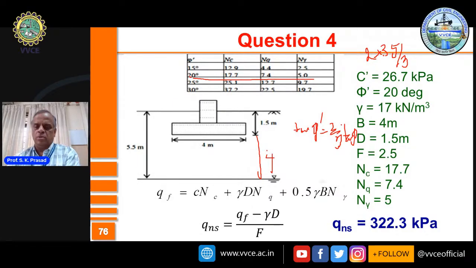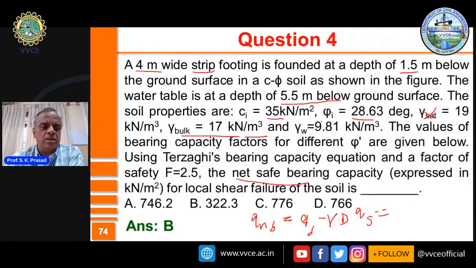All things known, you need to determine. What are you asked to determine? Net safe bearing capacity of soil. Net safe bearing capacity QNS is equal to QS minus gamma D. And you get the answer as 322.3. Therefore, B is the right answer.